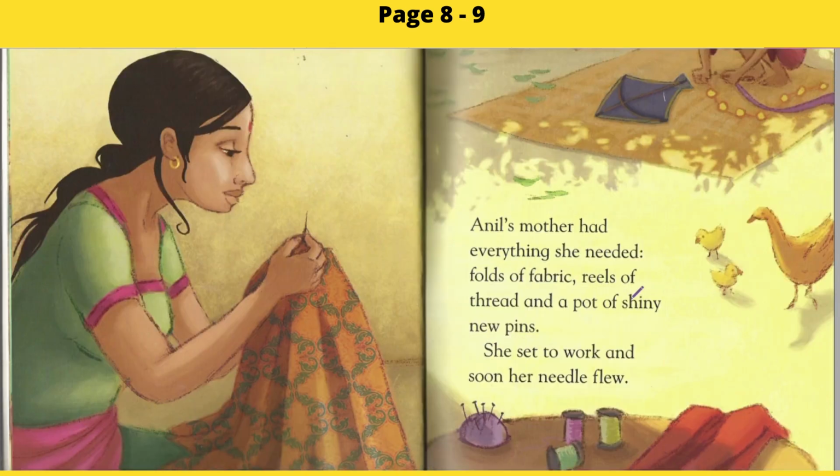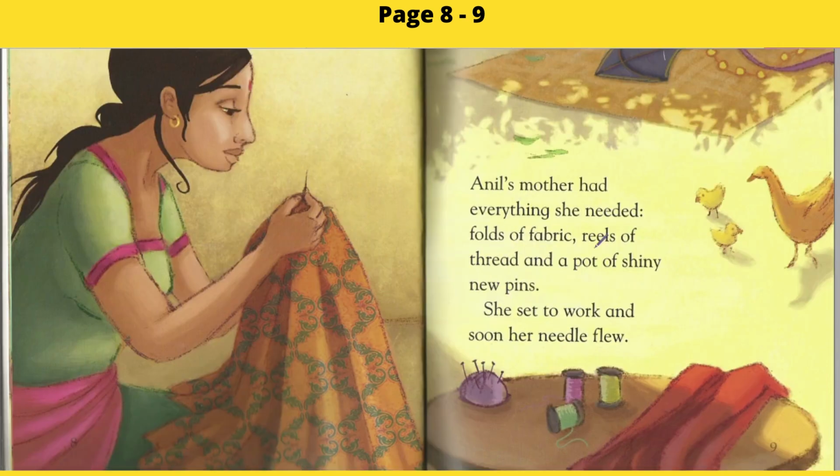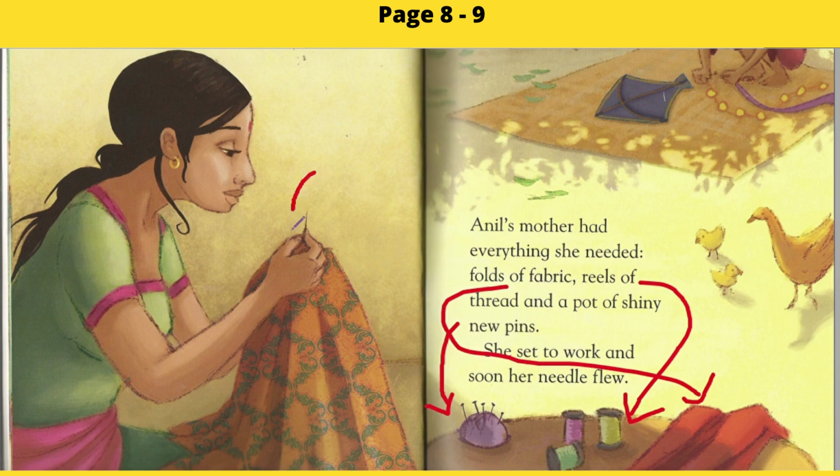Alright, Anil's mother had everything she needed. Anil's mother, dia dah ada semua benda yang diperlukan. Dia ada folds of fabric, kain-kain yang diperlukan, like this. And then reels of thread, gulungan-gulungan benang, thread. And a pot of shiny new pins, satu set pin yang baru berkilat shiny. She set to work. Dia mula bekerja, dia mula menjahit. And soon, tak lama selepas tu, her needle, this needle, flew, terbang.